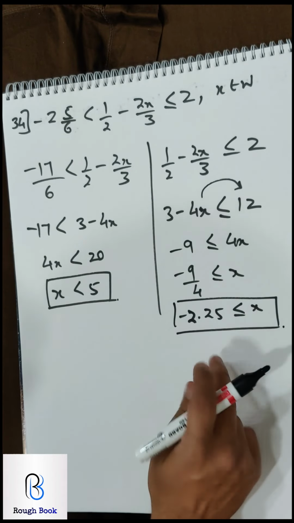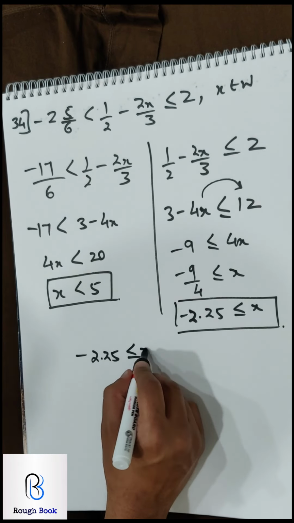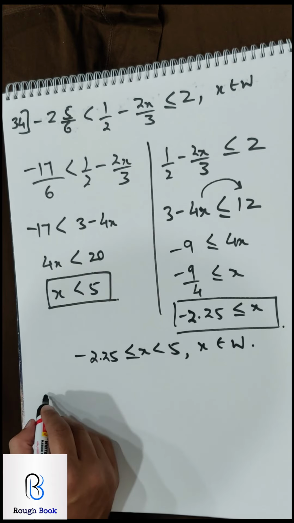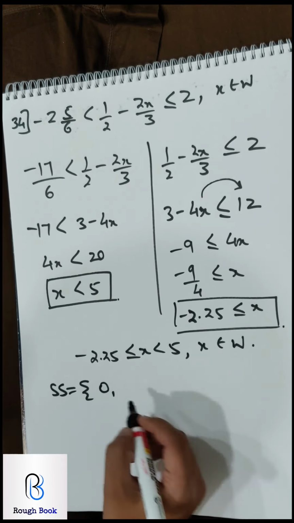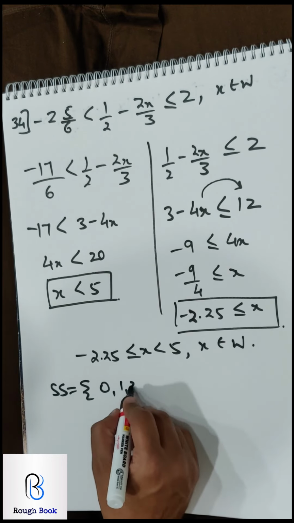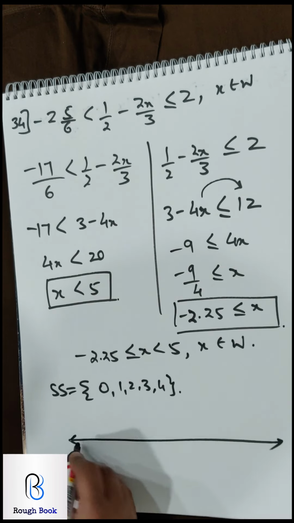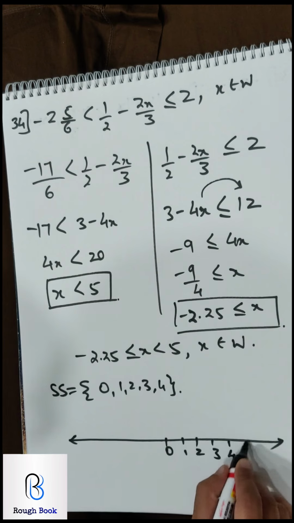So I got the second part, combining the two parts, minus 2.25 less than or equal to x less than 5 and x belonging to whole numbers. So again my solution set, since whole numbers, has to be beginning from 0 but less than 5. So 1, 2, 3 and 4, that's it. Accordingly will be the number line 0, 1, 2, 3, 4, 5.